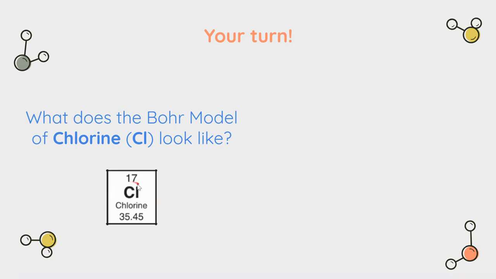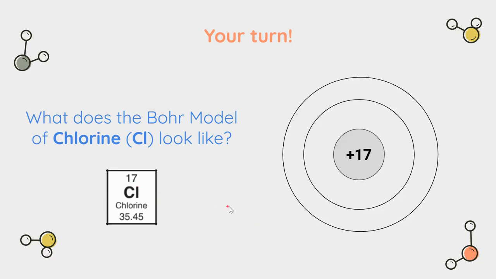Chlorine has 17 electrons and 17 protons. Give ourselves a template. We may need more or less rings. Go ahead and draw the Bohr model of chlorine. All right, the Bohr model of chlorine should have 1, 2 electrons paired in the first ring. 1, 2, 3, 4, 5, 6, 7, 8 electrons in the second ring.